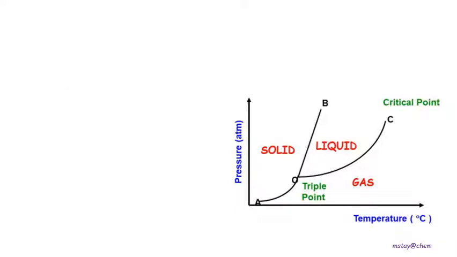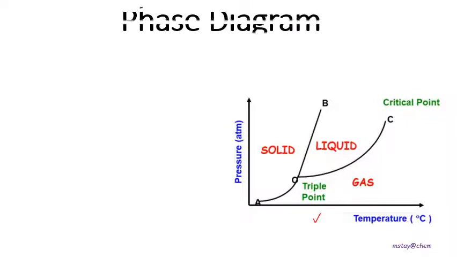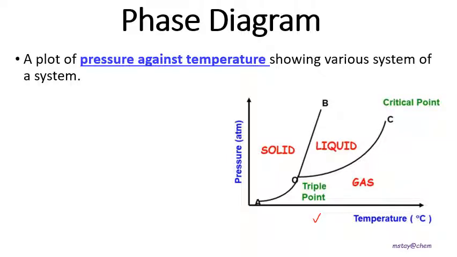Now let's continue with the phase diagram. Basically, this is an example of a phase diagram. When we look at this phase diagram, it is quite similar to a graph, where we define that a phase diagram is actually a plot of pressure versus temperature.